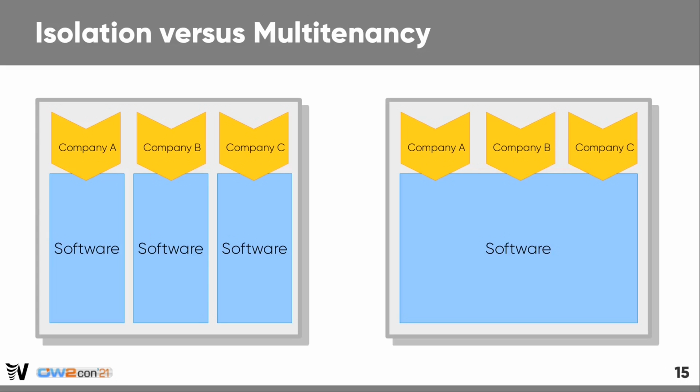A word about isolation and multi-tenancy. We choose with Fusion IAM to have an isolation model. It means we will instantiate each software for each company, instead of having only one big server with one software, but used by several companies.